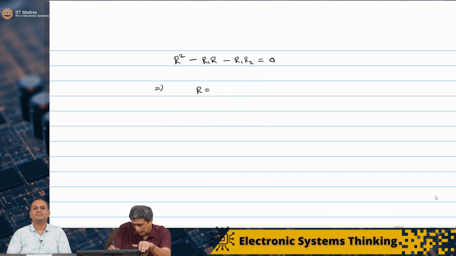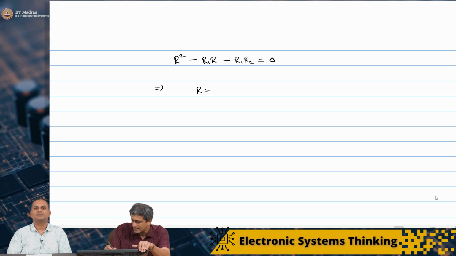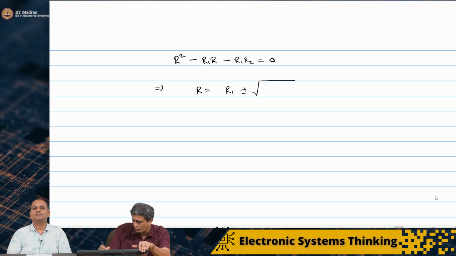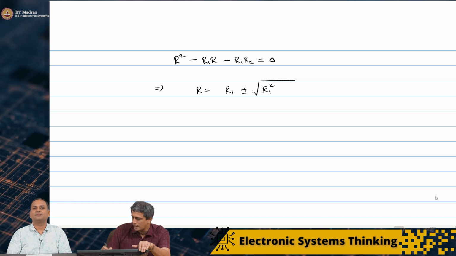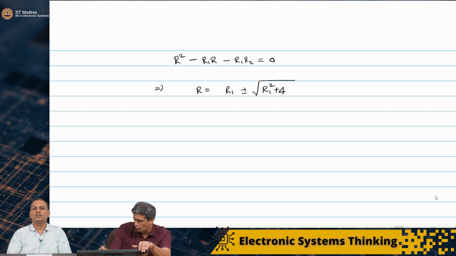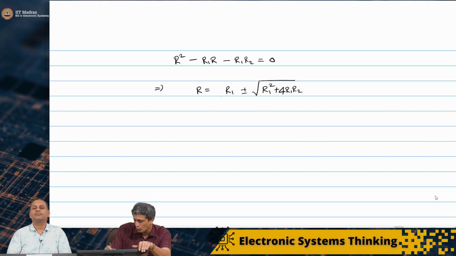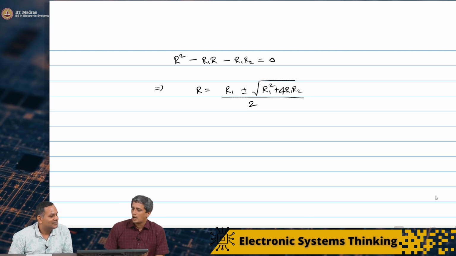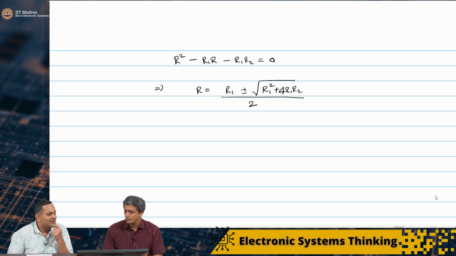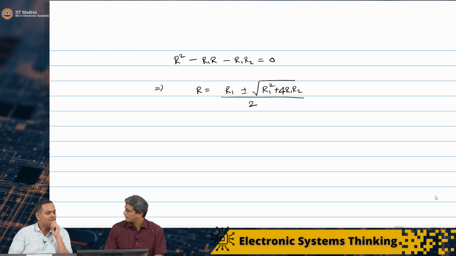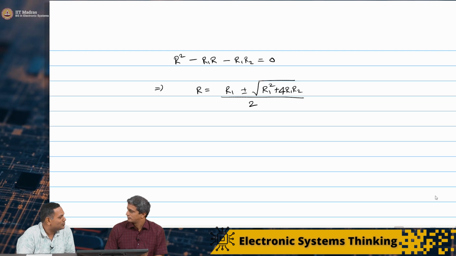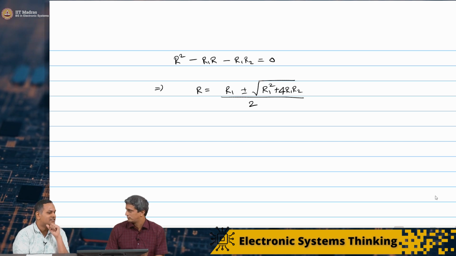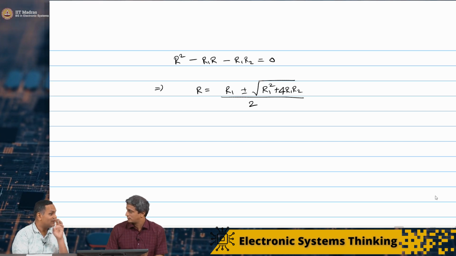So I'll say R is equal to minus b, which is R1, plus or minus square root of b squared, that is R1 squared minus 4ac, so that becomes plus 4 R1 R2, divided by 2. Okay. Now we have two solutions. Yes. How do we pick? See, I have R1 plus or minus root of something. Yeah. The one inside that square root seems to be larger than R1 squared. Exactly. So the square root of that will be larger than R1.